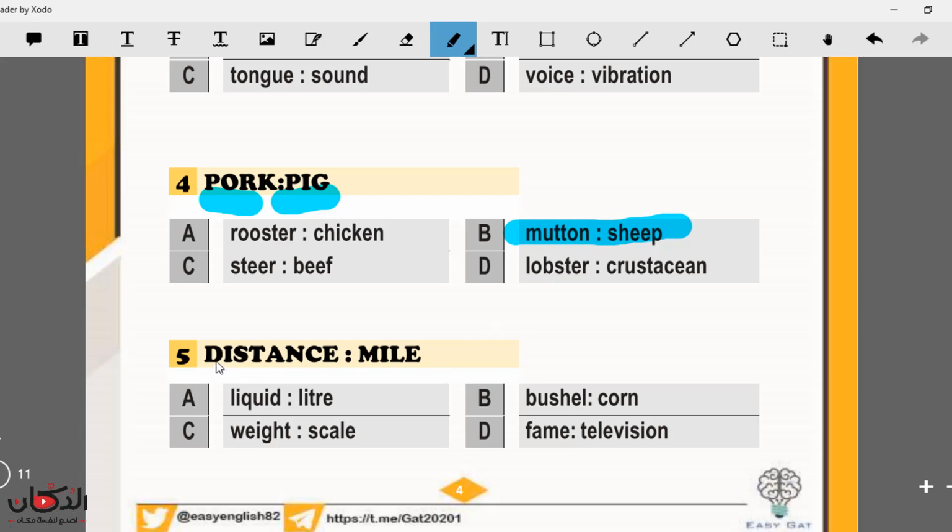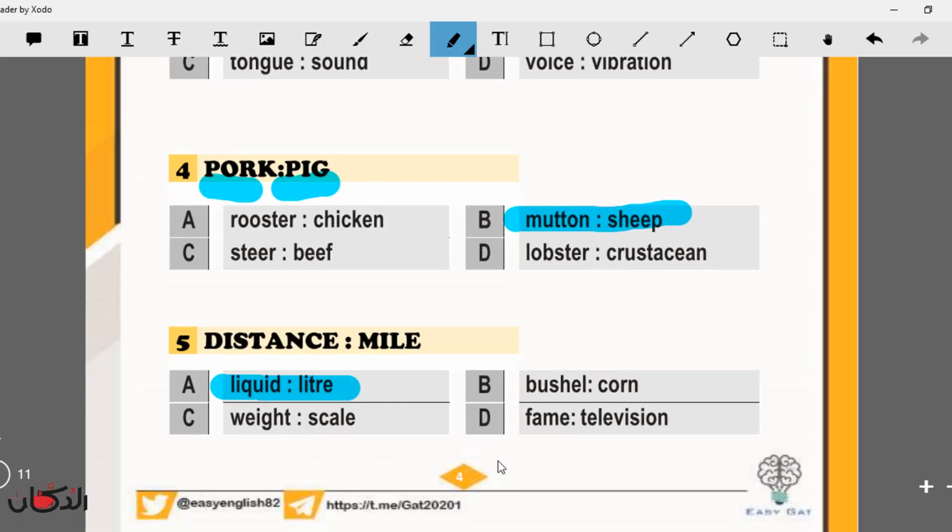The last one, distance and mile. We can measure distance by mile. So mile is the unit for measuring distance. Someone can say it's weight and scale. Yes, we can weigh things by a scale, but a scale is what? It's how we can weigh anything. It's the tool itself which is used to weigh. So it's not the answer. But a liter is a unit for measuring liquids. Yeah, that's good.